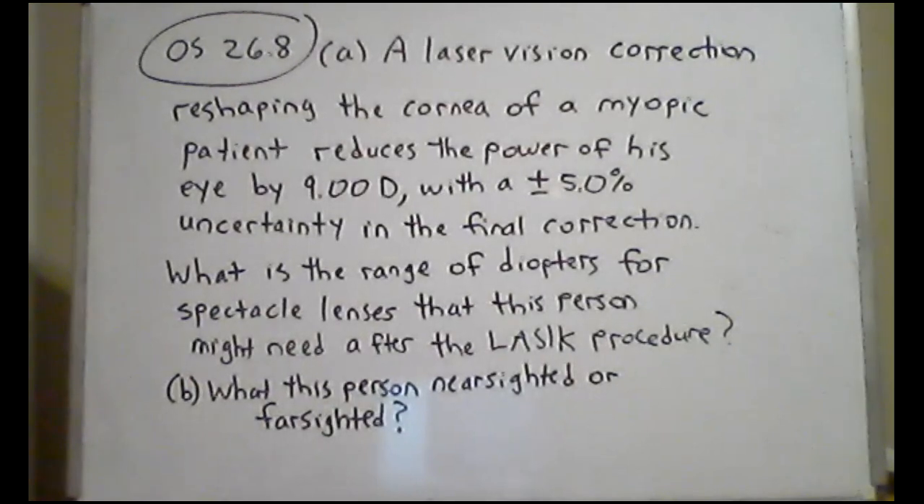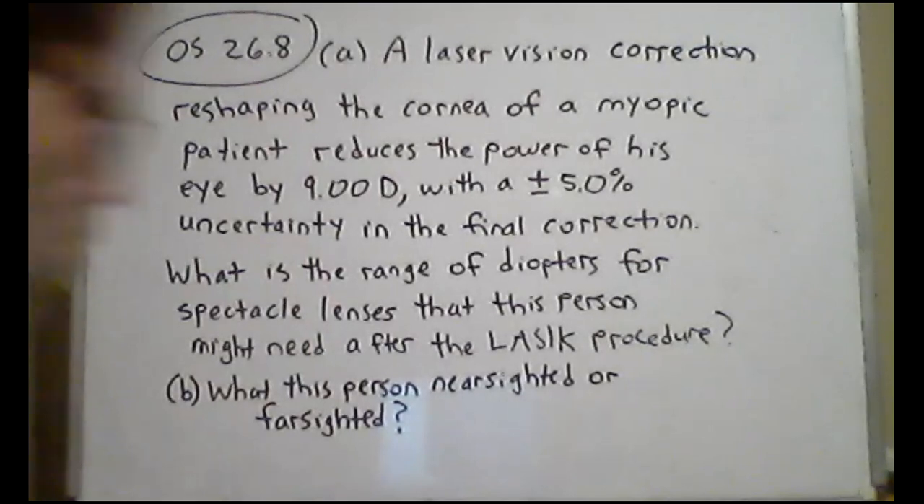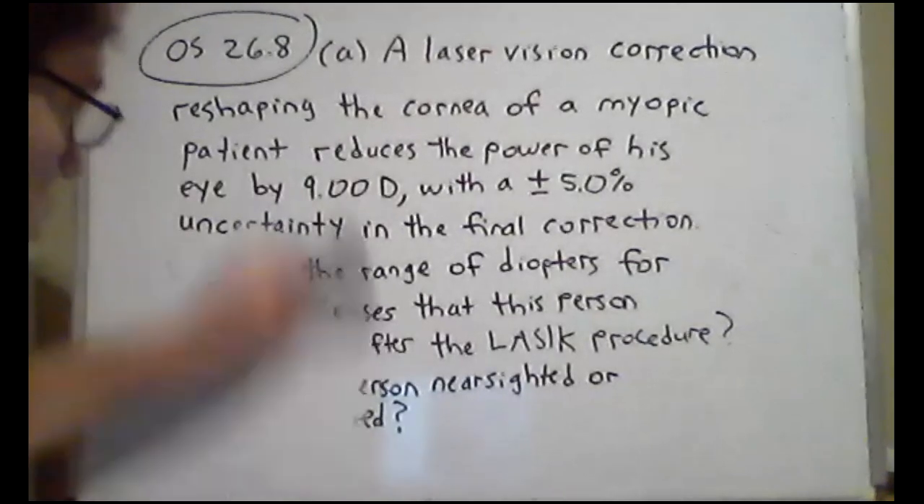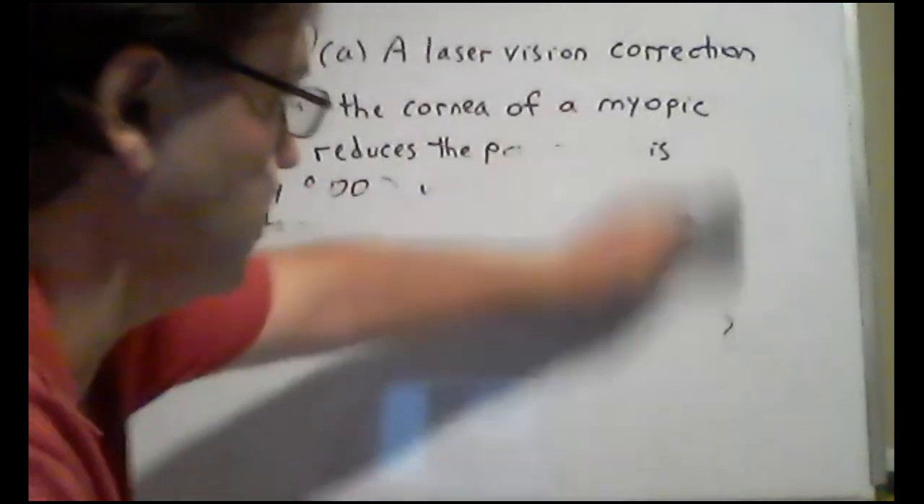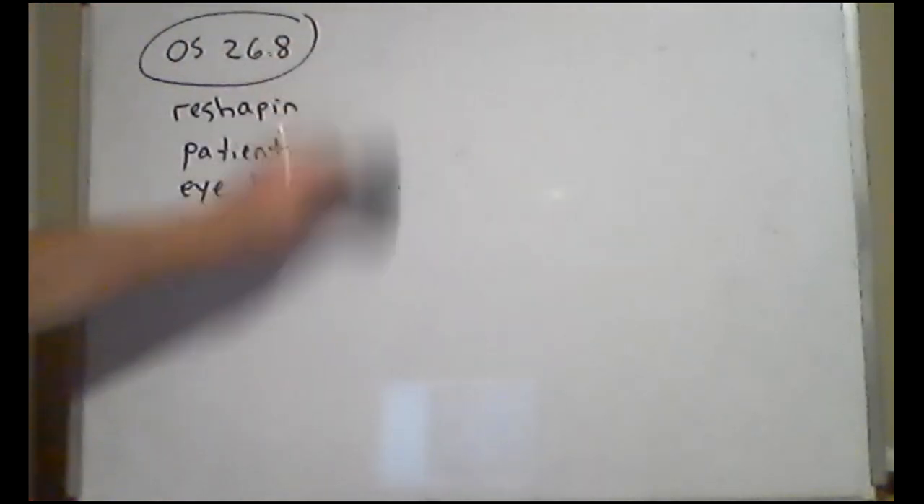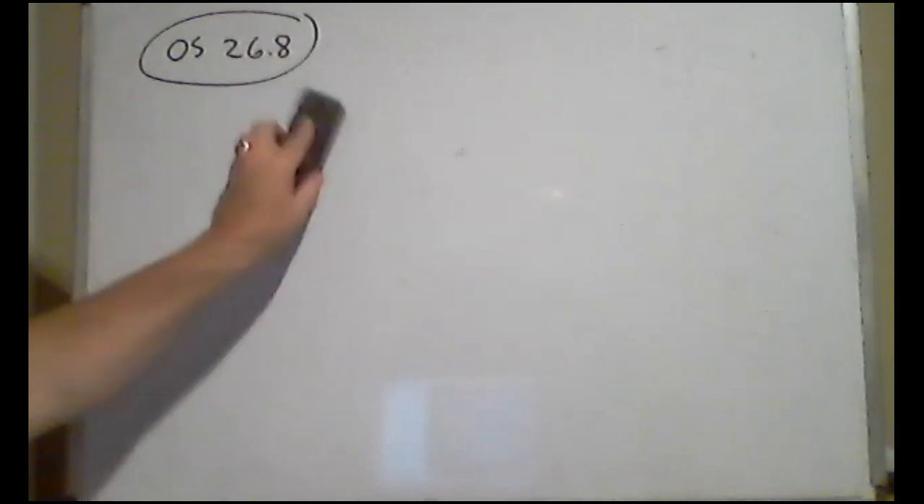All right. So again, what we're looking for here is that the LASIK procedure should reduce the power of this person's eye by 9.0 diopters, but there's about a plus or minus 5% uncertainty. So if you do a perfect job, you've reduced by 9 diopters, but you might be plus or minus 5% of that value. Let me answer part B first. I just did, but I'll write it down. I'm going to do part B, and then we'll do part A.